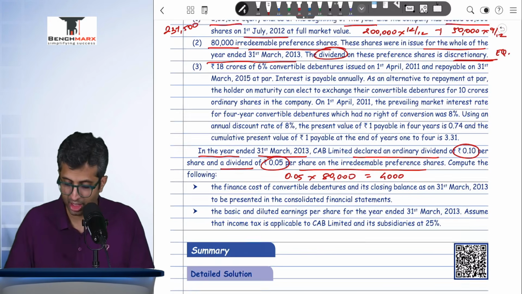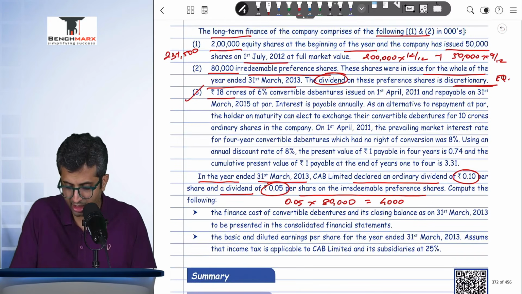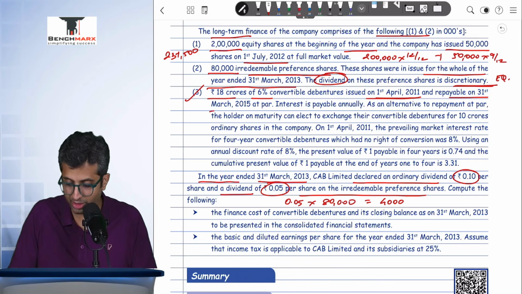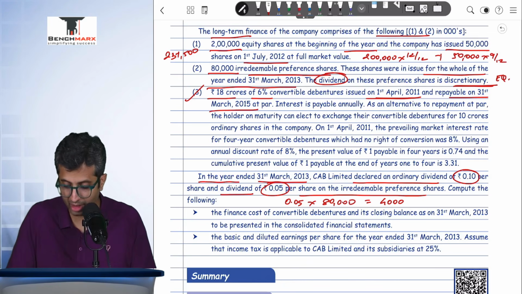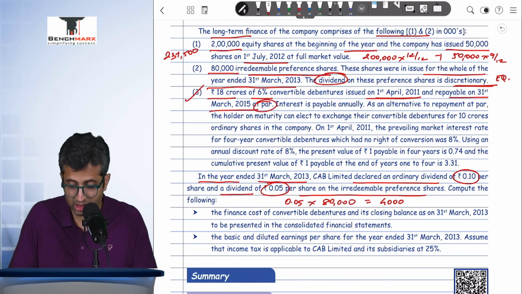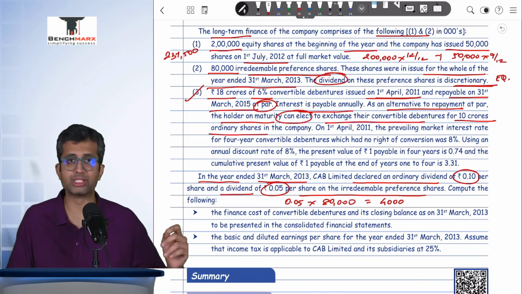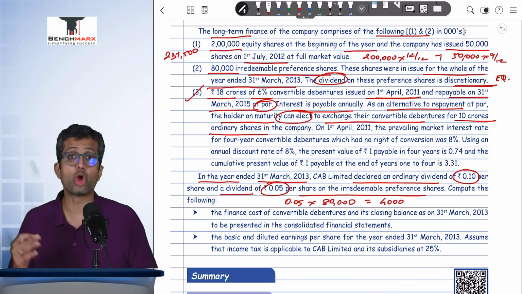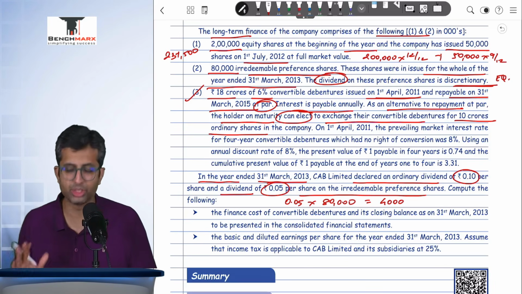Further, point 3 says 18 crores of 6% convertible debentures issued on 1st April 11, 2 years back, and repayable on 31st March 15. So that is a term of 4 years at par. This is repayable. Interest is payable annually, and as an alternative to repayment at par, holder on maturity can elect to exchange their convertible debentures for 10 crore ordinary shares, which means, can I say there is an option to convert? Yes, and hence this is an optionally convertible debenture where the option rests with the holder.